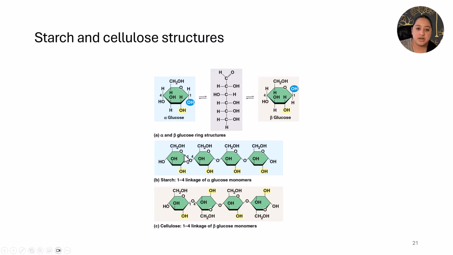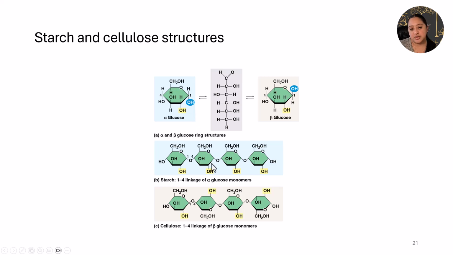And so here, this picture is showing on the top, in the middle, the linear structure for glucose. On the left is the alpha glucose, and on the right is the beta glucose. The main difference is this opposite positioning of the hydroxyl groups. In the beta glucose, these two hydroxyl groups are on opposite sides, and in the alpha glucose, they're on the same side.